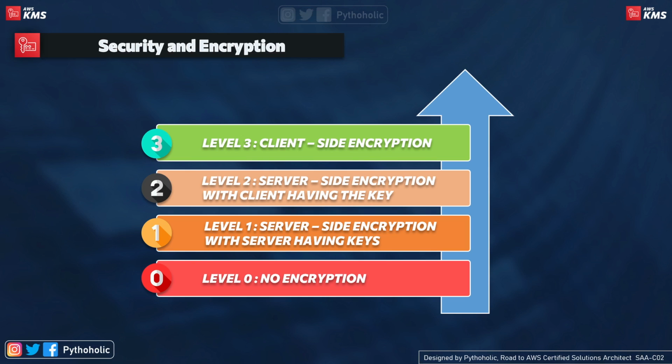Next, when you add a few more features, you reach level 1, server-side encryption with the server having the keys. So when you want to decrypt the information, the server already has the key. When you want to retrieve the data, you get it decrypted, and when you save it, you store the encrypted content. Then on to the next level, level 2, server-side encryption with the client having the key.